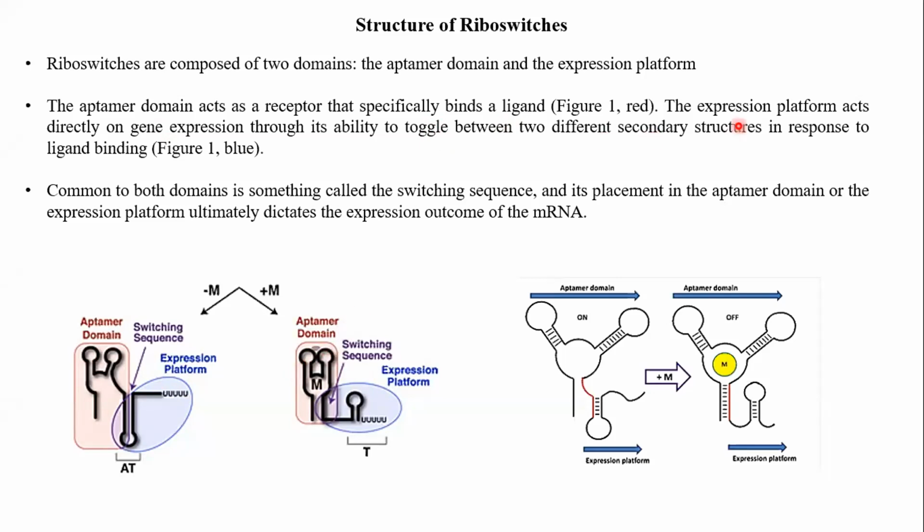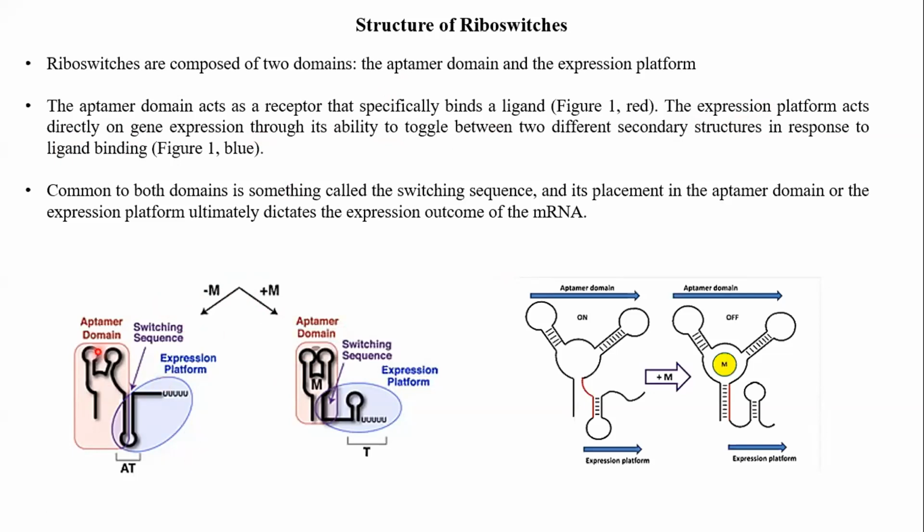And second is the expression platform. As the name suggests, when the ligand binds to the aptamer domain, the result is expressed in this expression platform. So the expression platform acts directly on gene expression through the ability to toggle between two different secondary structures. Now look at this diagram. There are two different situations, M minus and M plus. M is metabolite.